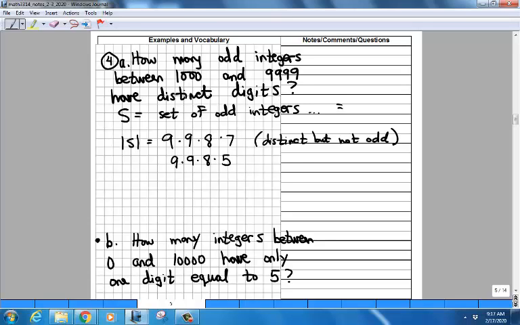to count the executions of the algorithm using the device of just multiplying these numbers together, it has to be that these number of choices are fixed. It's independent of what you had chosen earlier. So this is not going to work.